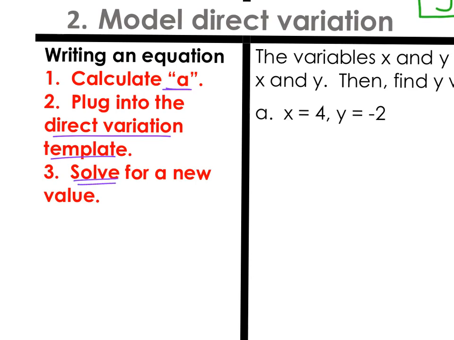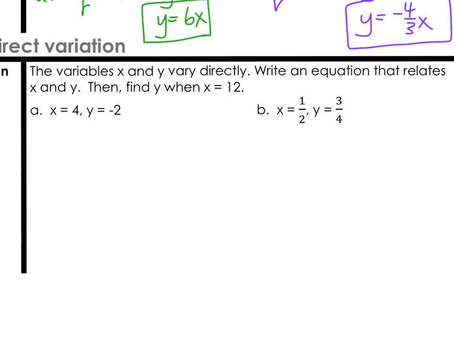Here's what it looks like over on the right. The variables x and y vary directly. So this right away indicates we're using direct variation. Write an equation that relates x and y. Then, find y when x equals 12. So that's going to be the second part.